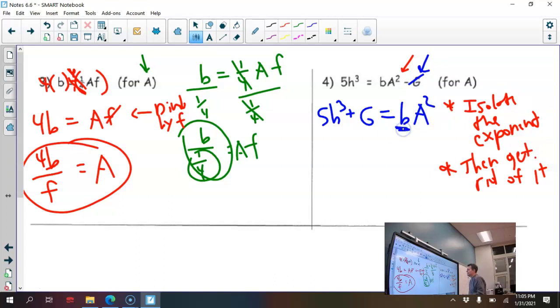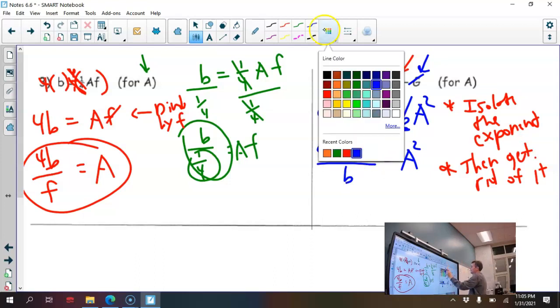Now I want to get rid of the b. So how am I going to get rid of the b? I'm going to divide both sides by b, right? So over here, that will cancel out the b. And over here, I have to divide both sides by the b. See how I've done that, right?